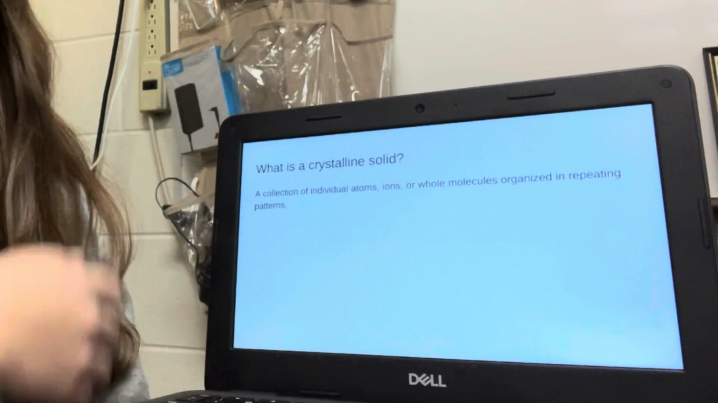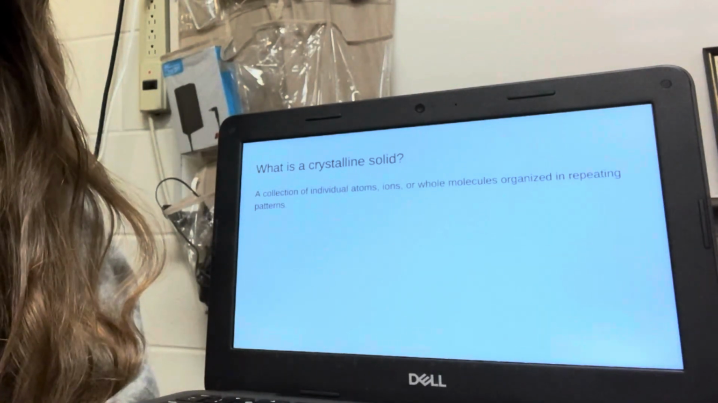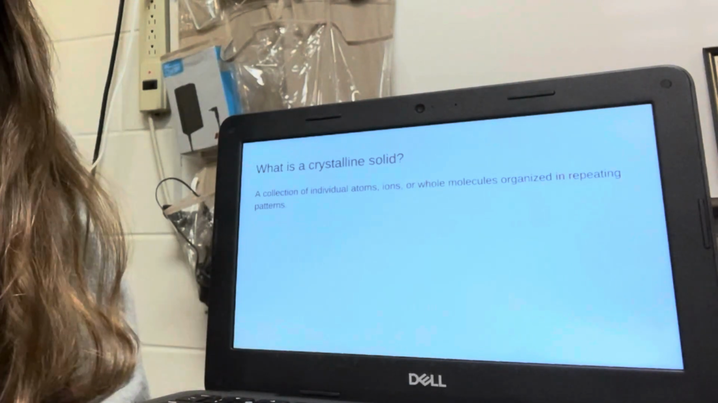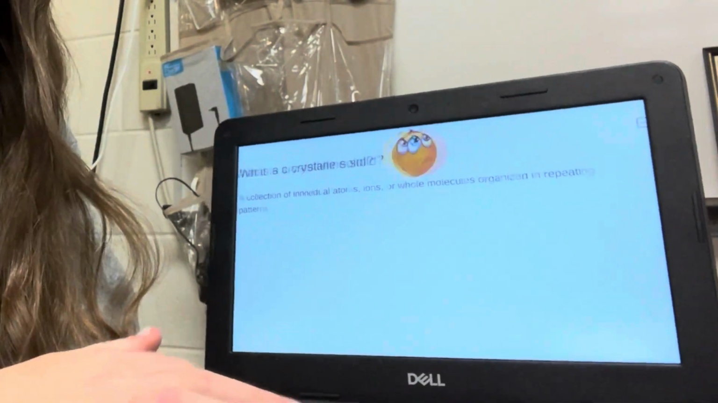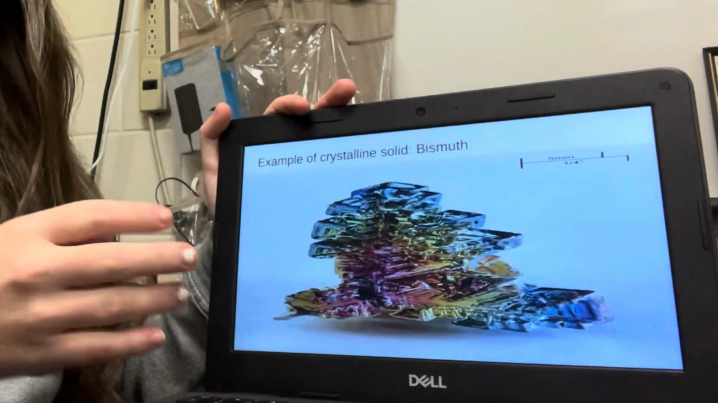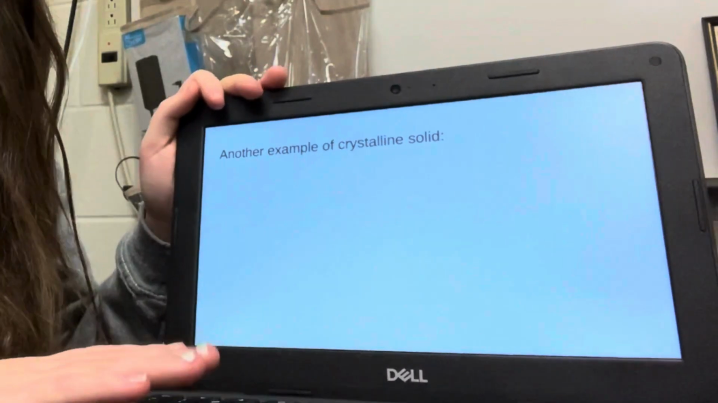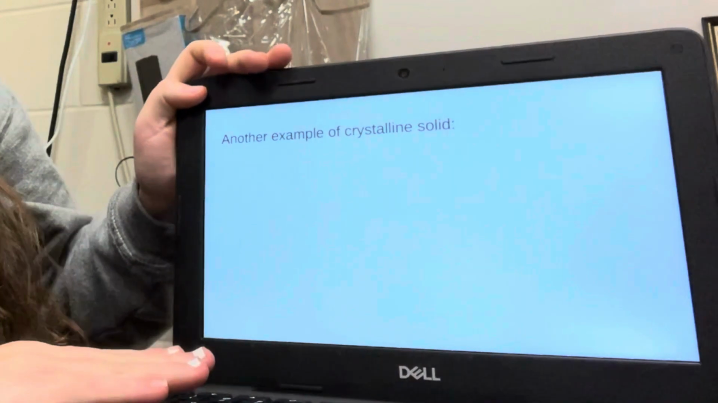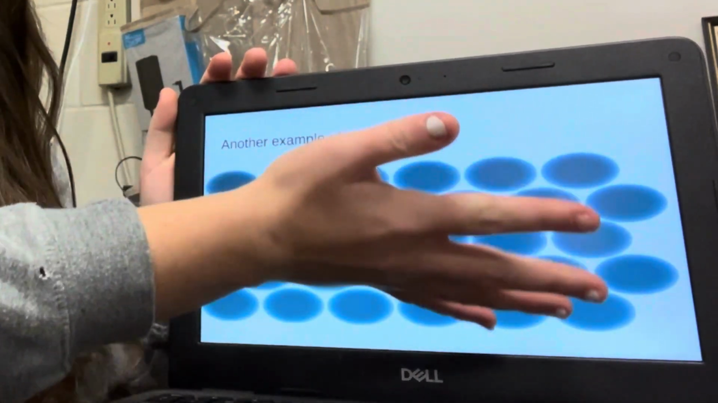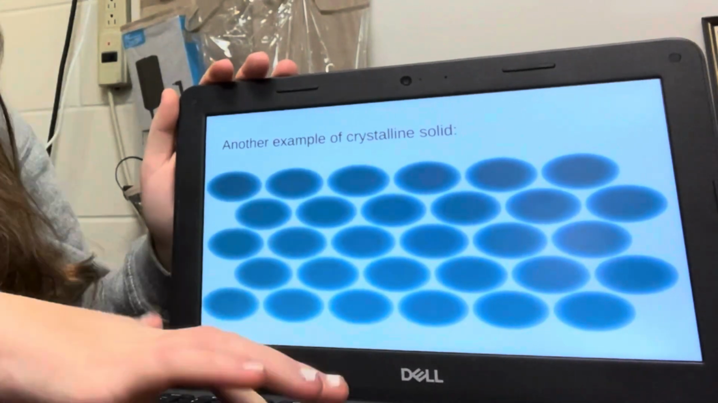What is a crystalline solid? A collection of individual atoms, ions, or whole molecules organized in repeating patterns. An example of a crystalline solid is bismuth, because of the way that the crystal forms in a crystalline pattern. Another example of a crystalline solid is all together very nicely.